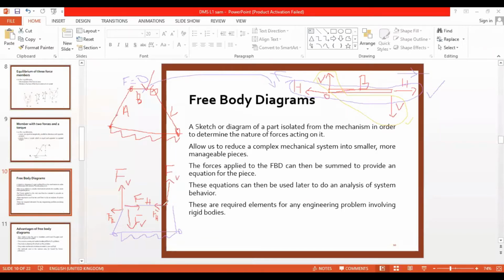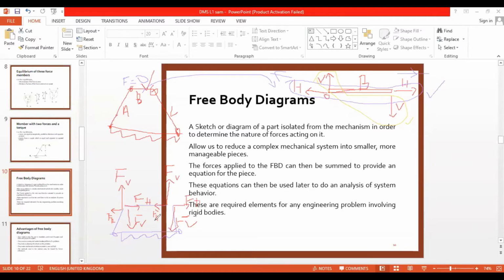Similarly, for this link, since FH is in this direction, I will have FH in this direction and FV in the downward direction, right? So if you adjoin these two, here is an FV, here is an FV, that is 0. Here is an FH, here is an FH, that is 0. So the resultant is 0, right? So this is how we draw the free body diagram. So this is what is called the free body diagram.